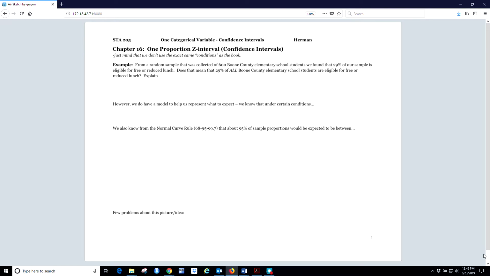So let's first talk about what the idea of a confidence interval is, and we will do this by looking at an example. In this example, we're looking at a random sample that was collected on 600 Boone County elementary school students, and from those we found that 29% of our sample is eligible for free or reduced lunch. Does that then mean that 29% of all Boone County elementary school students are eligible for free or reduced lunch? And let's explain our answer.